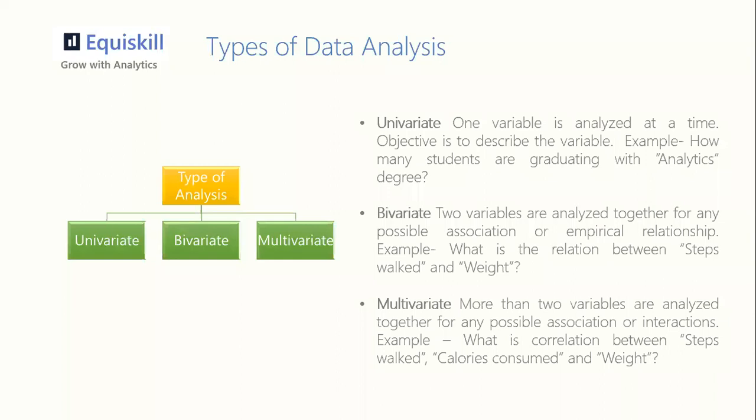Multivariate analysis is when more than 2 variables are analyzed for any possible association or interactions. Let's take an example. What could be the relationship between the number of steps I've walked, the number of calories that I've consumed, and my weight? That would be an example of a multivariate analysis, which involves more than 2 variables.